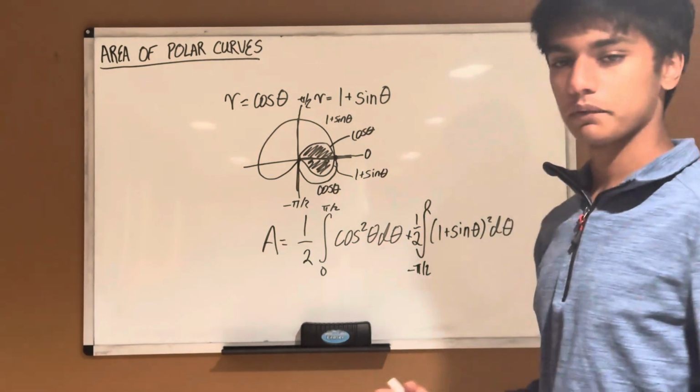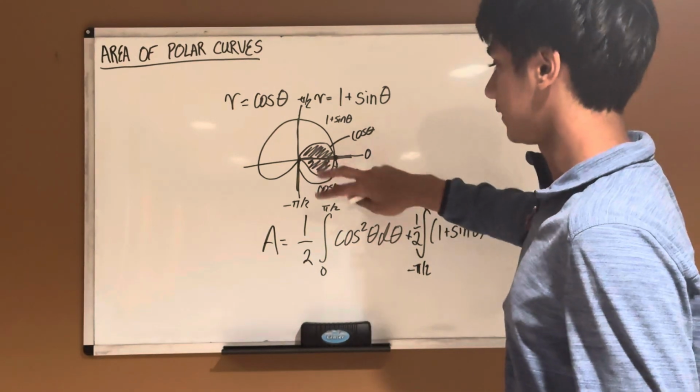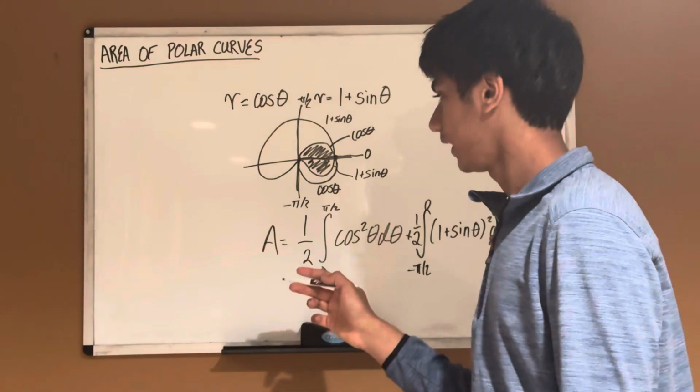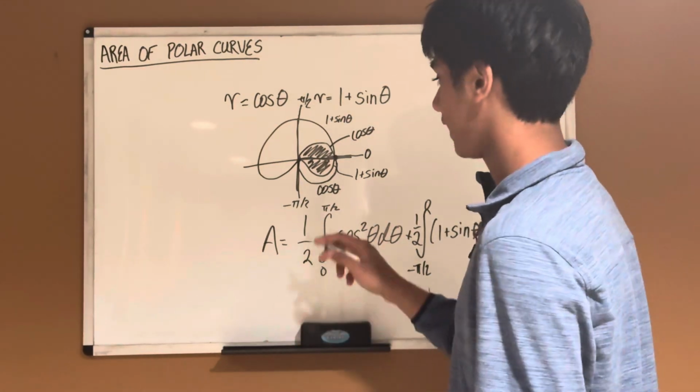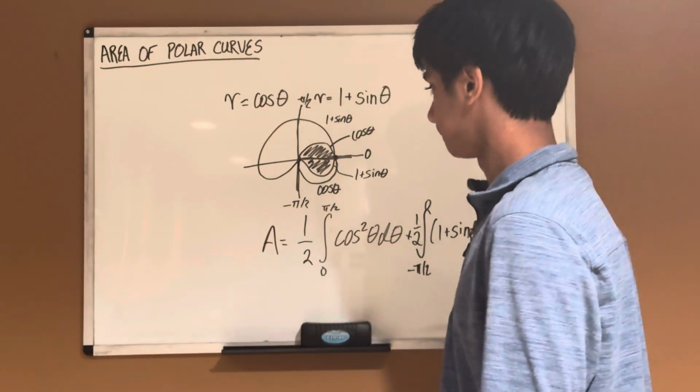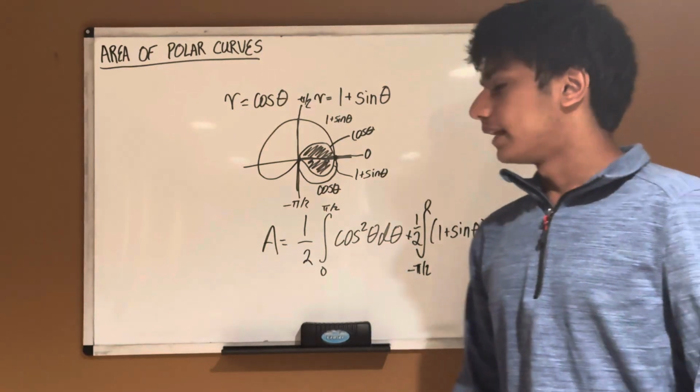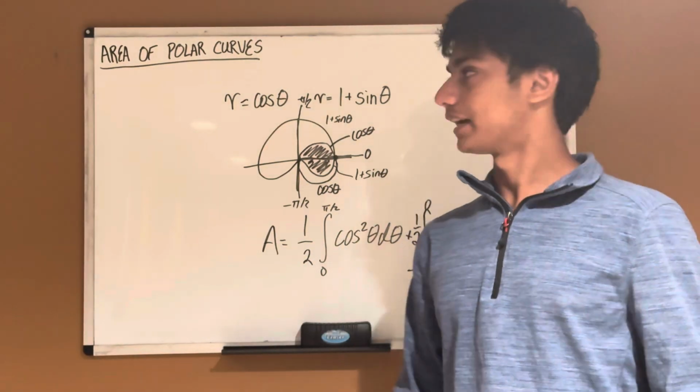Again, just to reiterate what I said before, the process here is we look at the function, and we try to divide it into two areas or multiple areas that we can add to find the total area. And that's how you solve for the area of a polar curve.